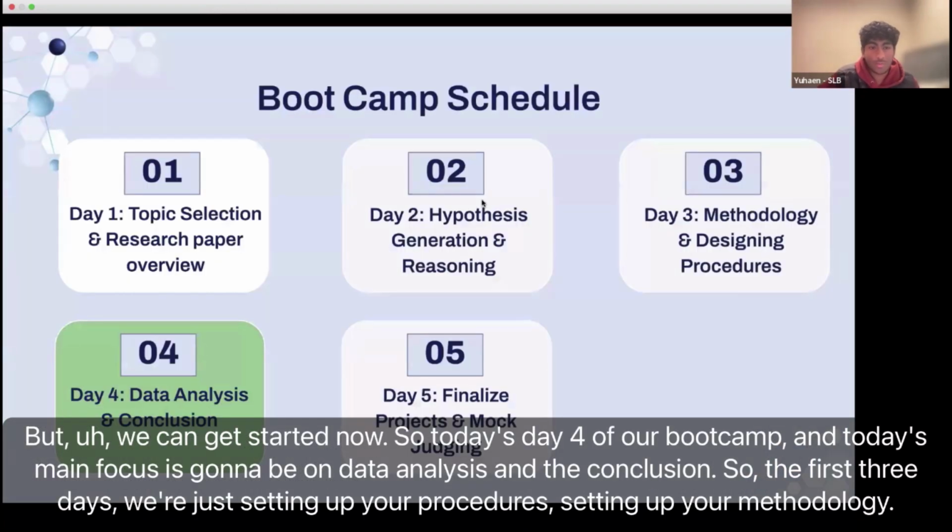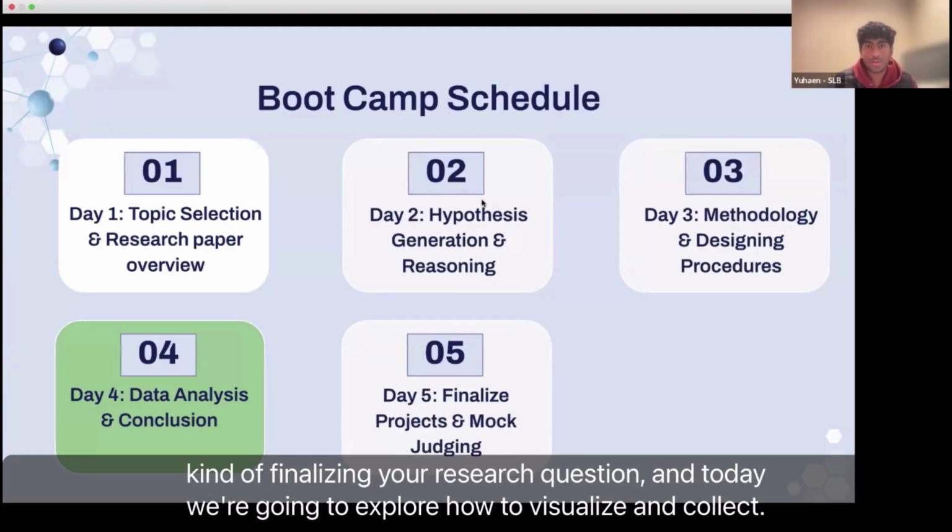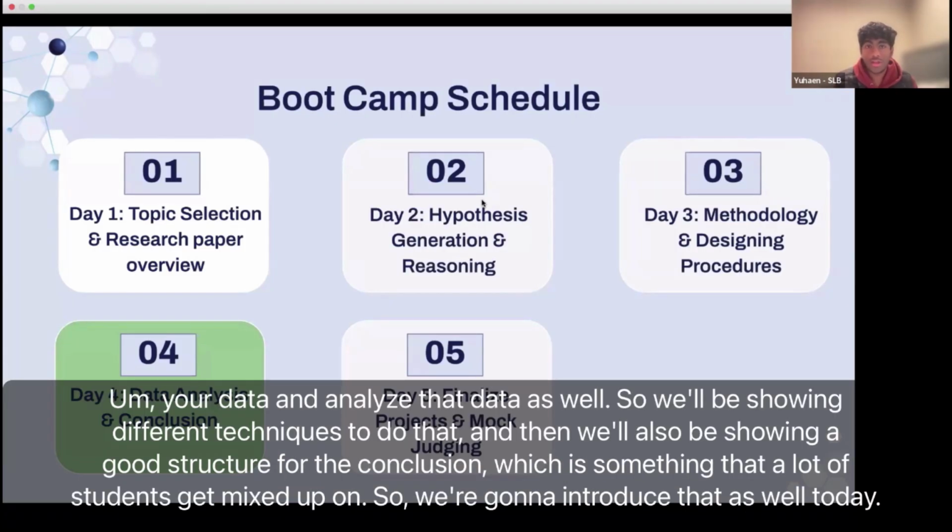So today's day four of our boot camp, and today's main focus is going to be on data analysis and the conclusion. So the first 3 days, we're just setting up your procedures, setting up your methodology, kind of finalizing your research question. And today we're going to explore how to visualize and collect your data and analyze that data as well. So we'll be showing different techniques to do that. And then we'll also be showing a good structure for the conclusion, which is something that a lot of students get mixed up on. So we're gonna introduce that as well today.